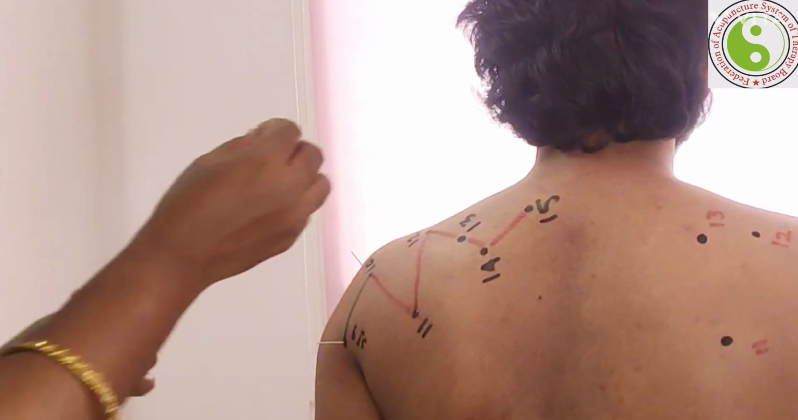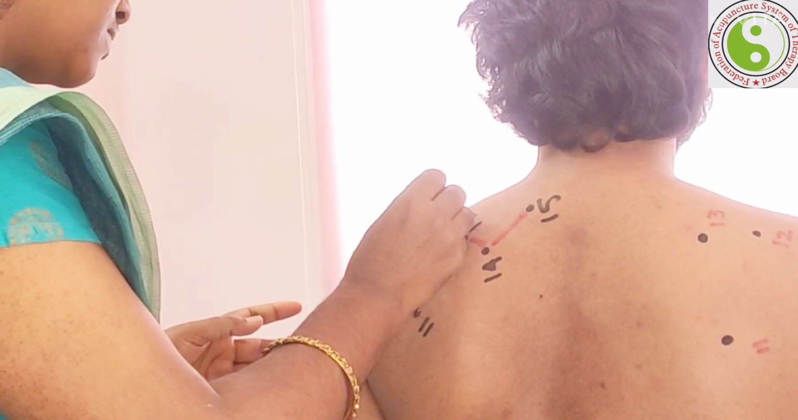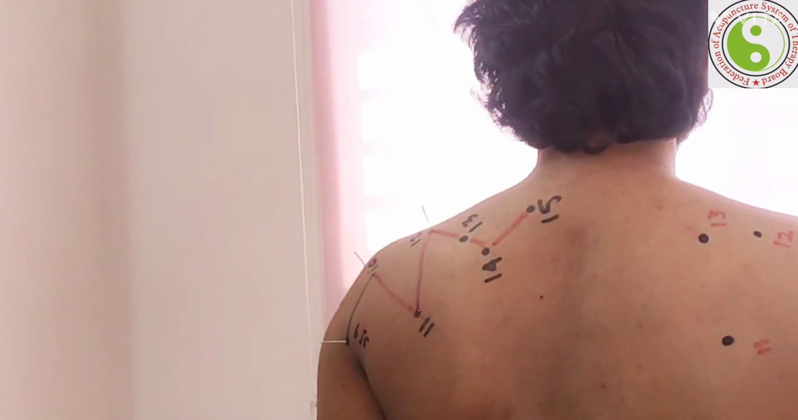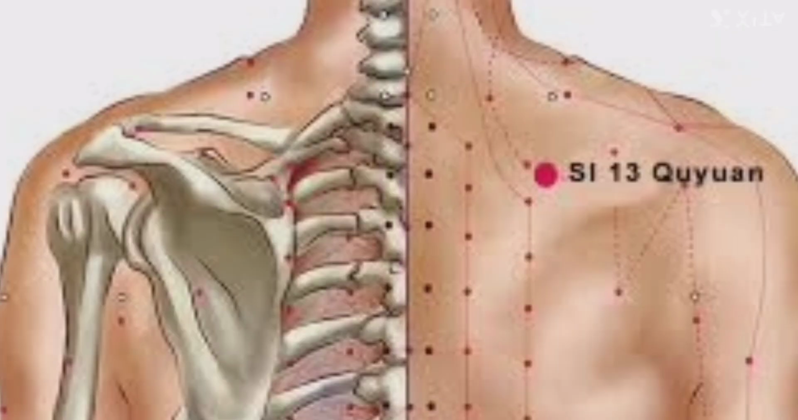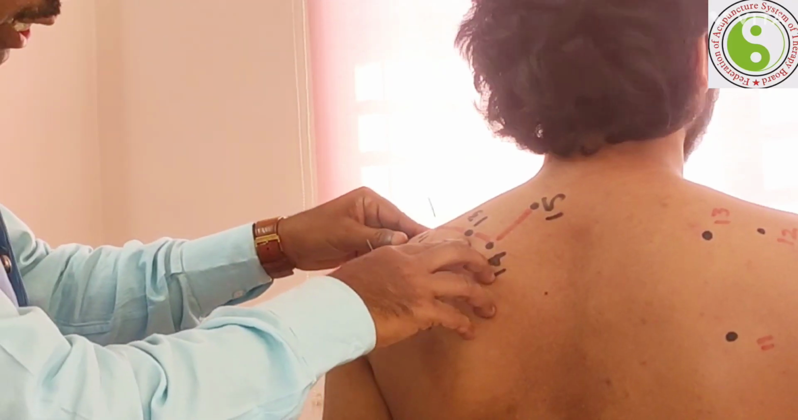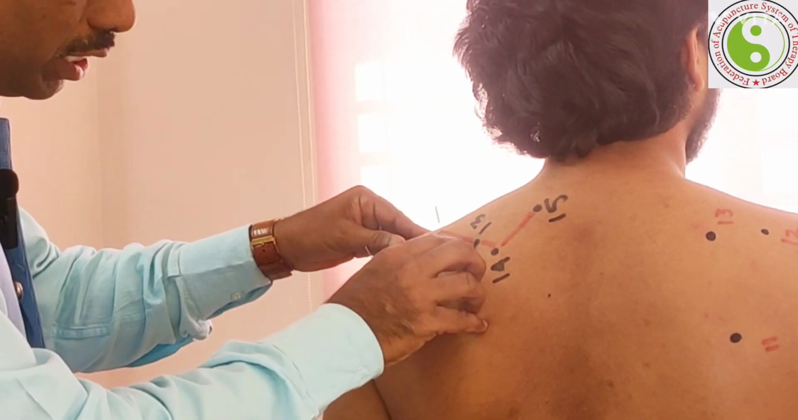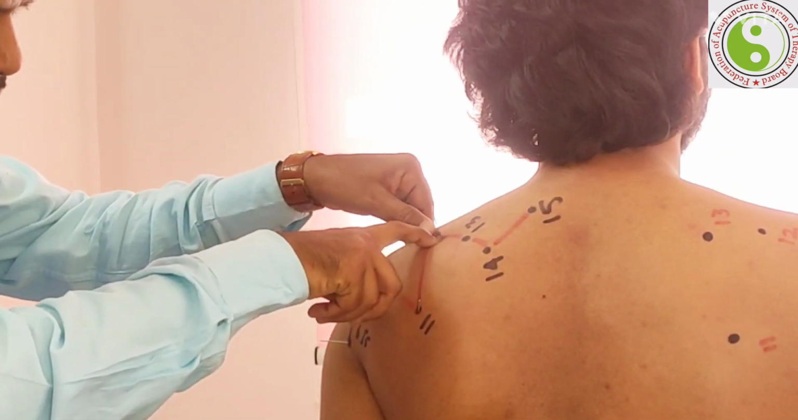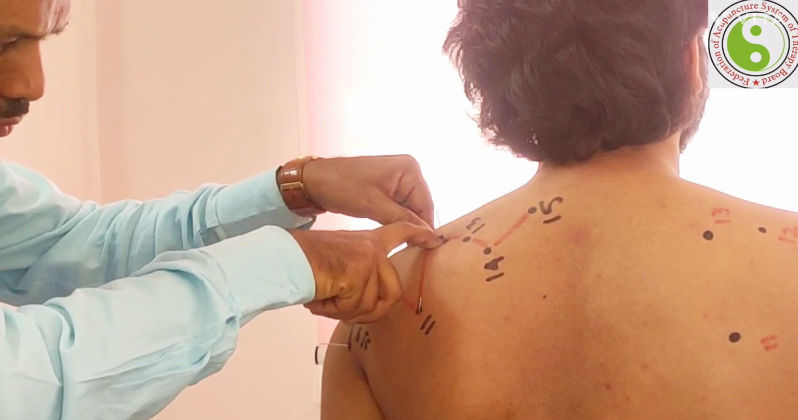Apply this point on the superior border of the spine of the scapula. This is the SI12 point. Right, now we are talking about the SI13 point. Where exactly is it located? On the medial end of the spine of the scapula, the center of the spine of the scapula in the fossa.